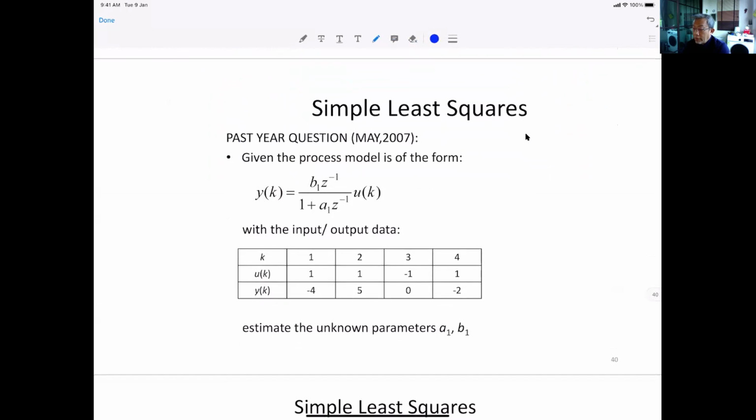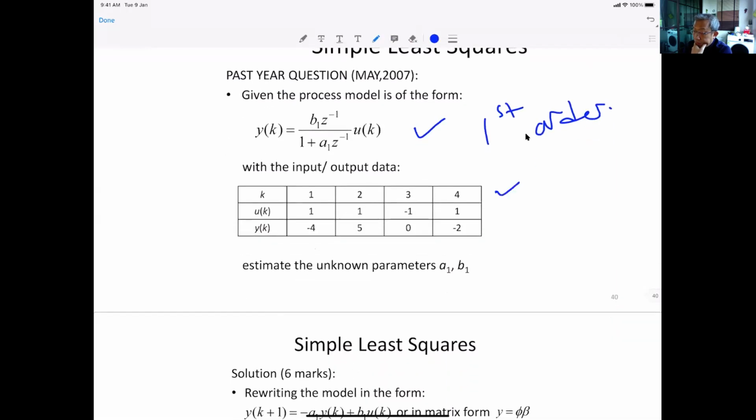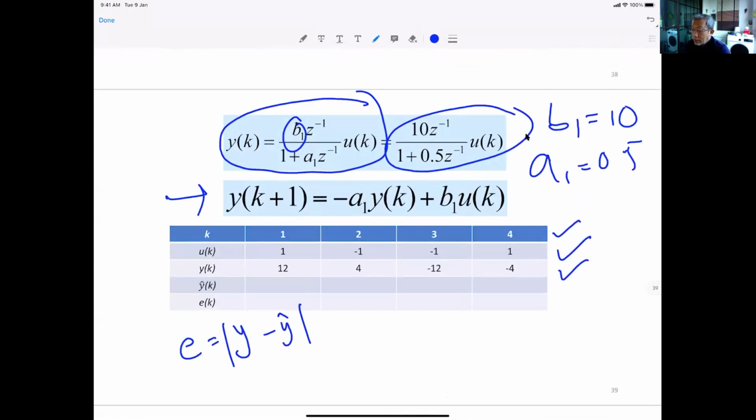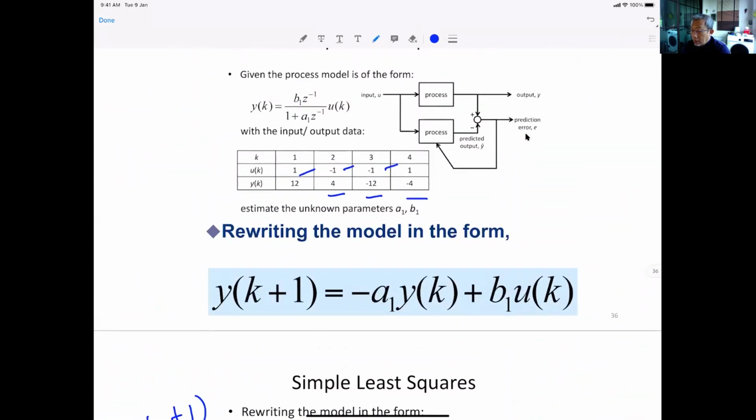So this is another example, for a given process model, from a past year question, where the process model in discrete form is a first order system, and the data given is k equal to 1, 2, 3, 4, with u and y given. So find the simple least square.